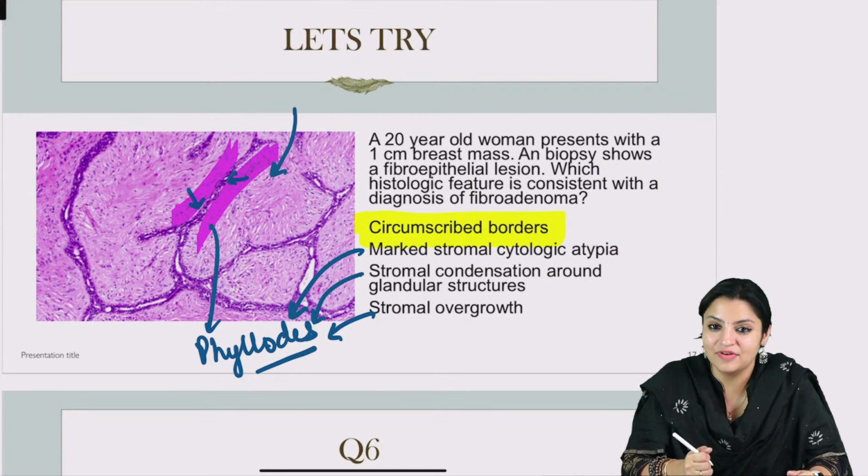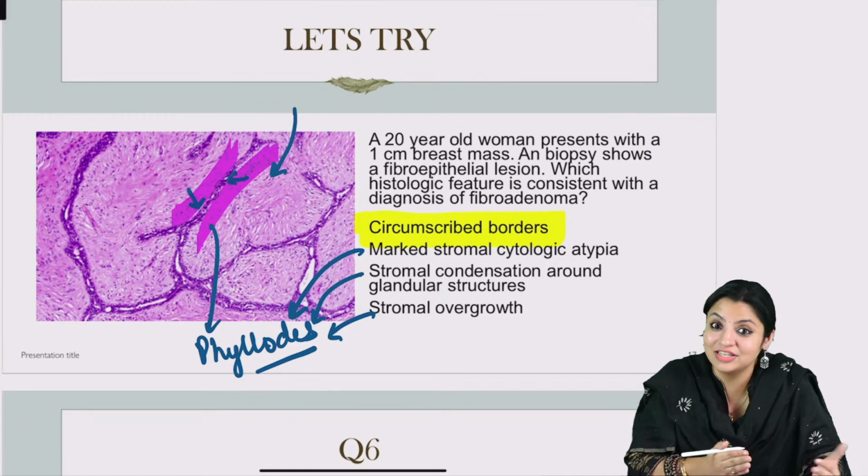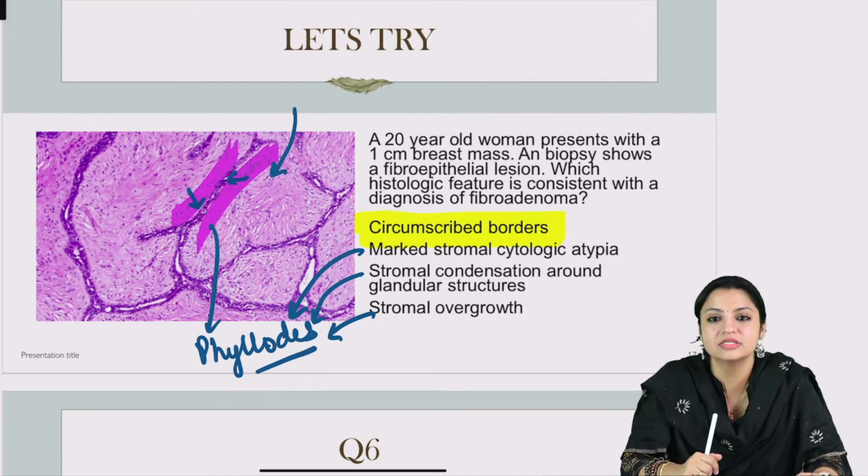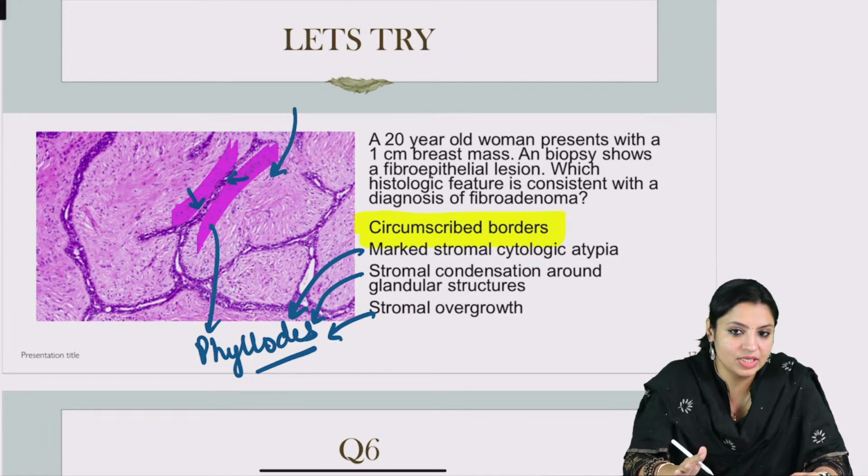Remember, the other three are findings of Phyllodes tumor. The first one is definitely fibroadenoma. Everybody clear with this? Yes.